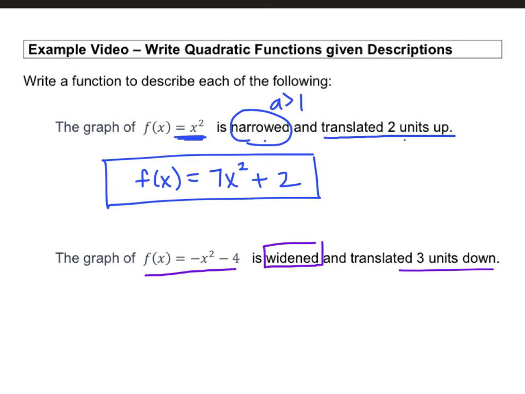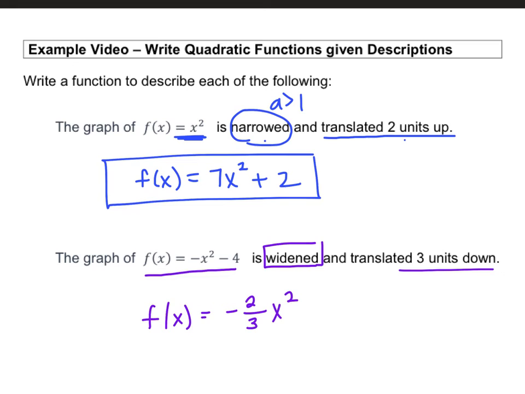It didn't say that it's going to change if it's opening up or down, so I'm going to keep the negative, but maybe I'll say a negative 2/3. That will be a wider graph than a negative x squared or a negative 1x squared. So if your a value is between 0 and 1, and again, it's the absolute value of your a value is between 0 and 1, you get a wider graph.